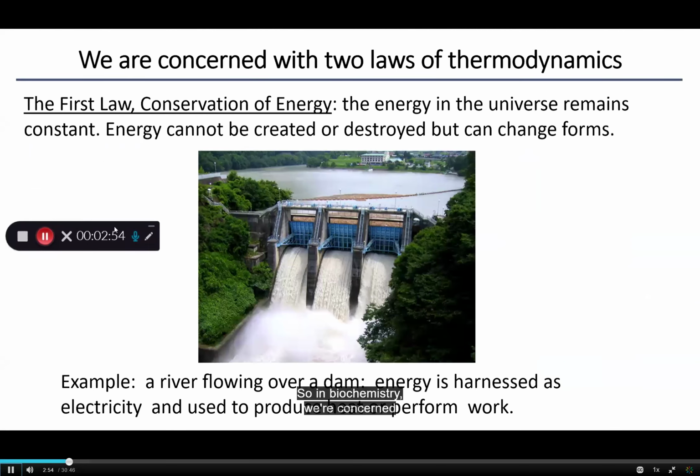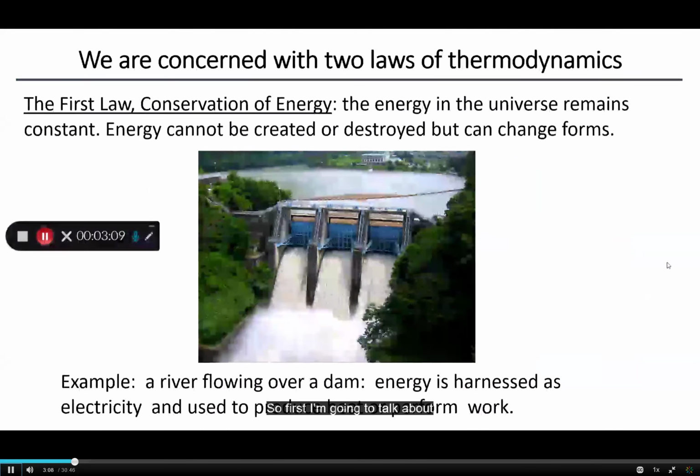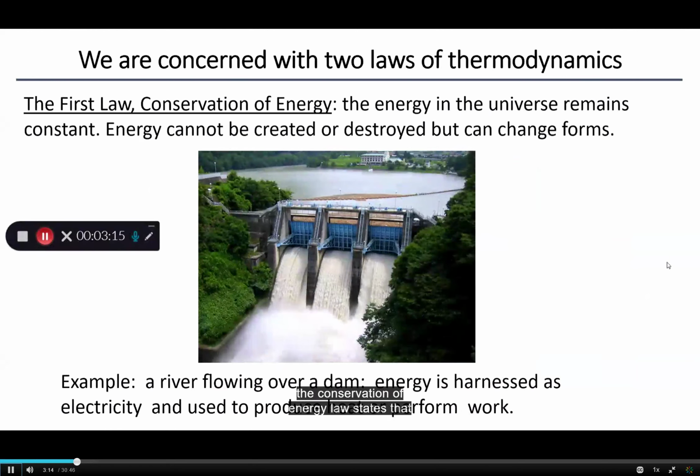So in biochemistry, we're concerned with 2 laws of thermodynamics. The first law of thermodynamics, which is the conservation of energy law, and the second law of thermodynamics, which is that things in the universe tend towards a state of chaos or entropy. So first I'm going to talk about this one. The first law, the conservation of energy law, states that the energy in the universe remains constant. Energy cannot be created nor destroyed, but it can change forms.